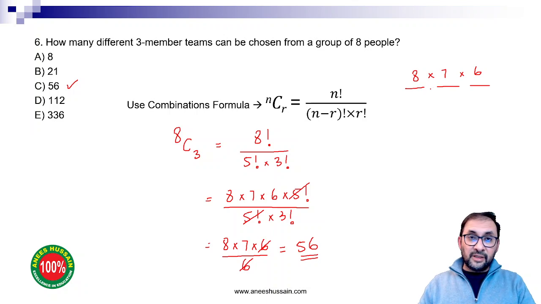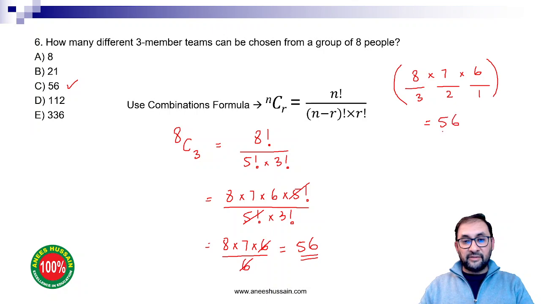But because this is a combinations problem, not a permutations problem, you need to then divide by 3 factorial. So 3 into 2 into 1. Just do this calculation and you will get the answer directly as 56. I hope this was clear. But if you find this method to be confusing, just go with the formula.